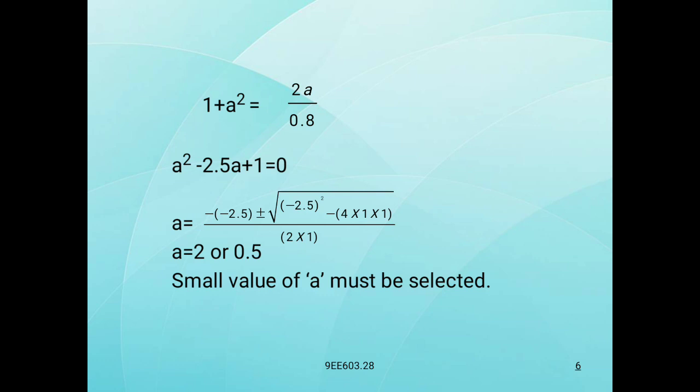Small value of A must be selected here. Why? A is always less than 1. So A is equal to 0.5.